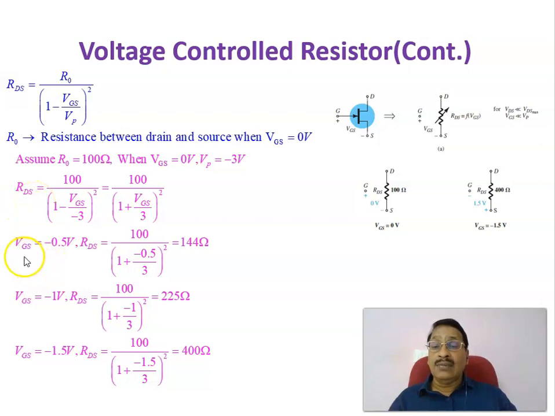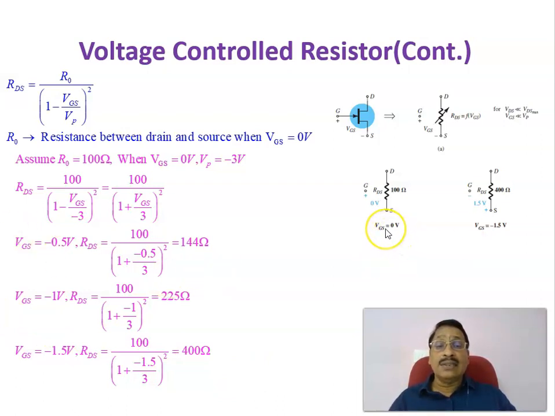As an example, when VGS is equal to, say, minus 0.5 volt, if you substitute it, you will be getting RDS equal to 144 ohms. Similarly, for different values of VGS, like minus 1 volt or minus 1.5 volt, if you substitute, you will be getting 400 ohms. Therefore, as you change the gate to source voltage, the resistance between source to drain is changing.